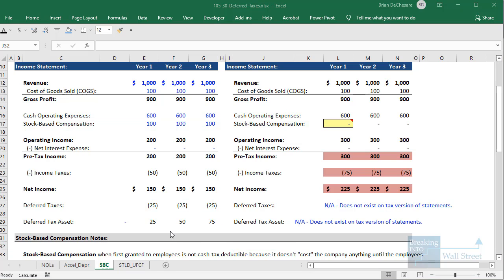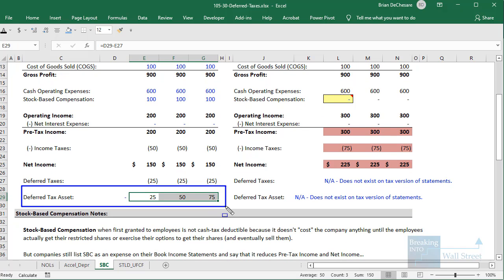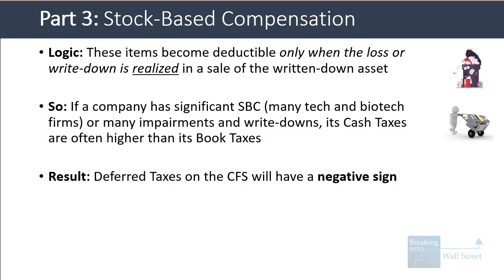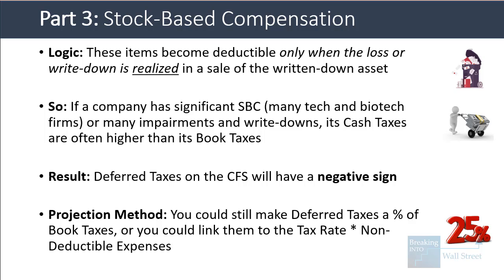This deferred tax asset builds up over time, and eventually, if employees exercise their options or finally get their shares, the company can now claim those as tax benefits, and this will go down, and then the deferred taxes will eventually turn positive on the cash flow statement. The issue is that the timing of this is very uncertain, and so in most models, you will also tend to simplify the scenario and just make deferred taxes a percent of book taxes, or you could link them to the tax rate times the non-deductible expenses if you have that information.